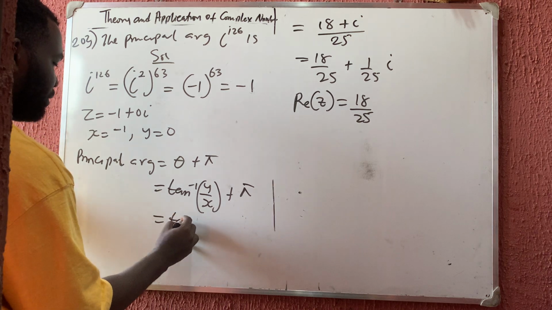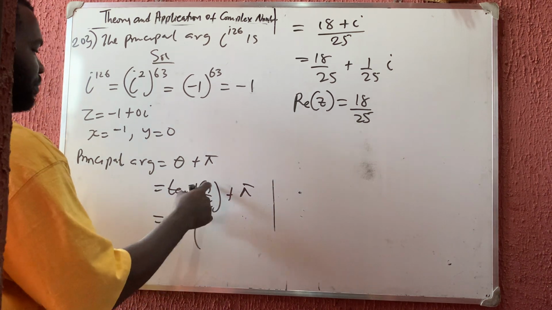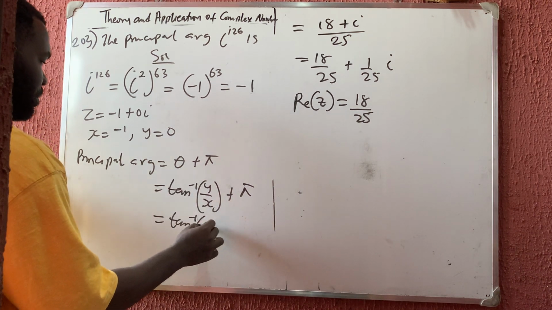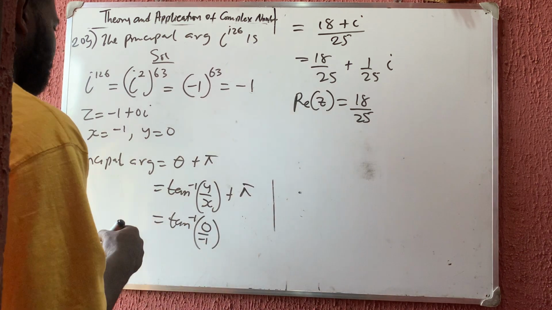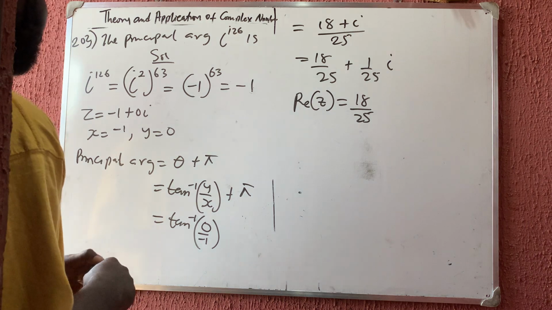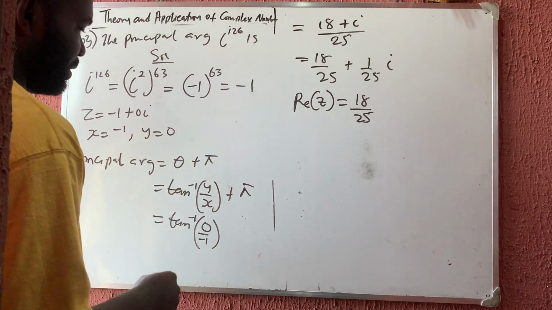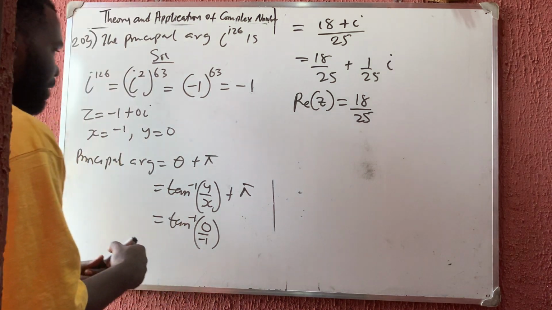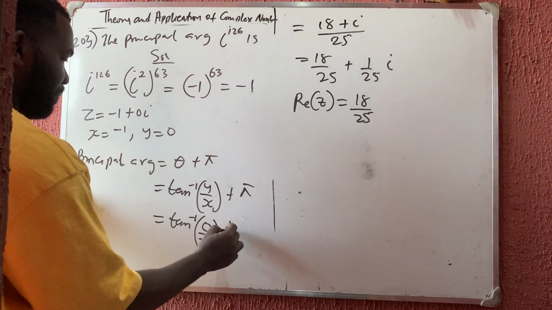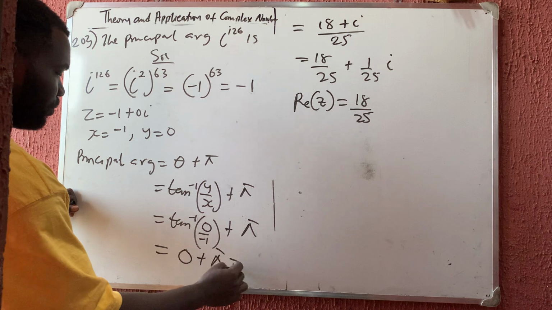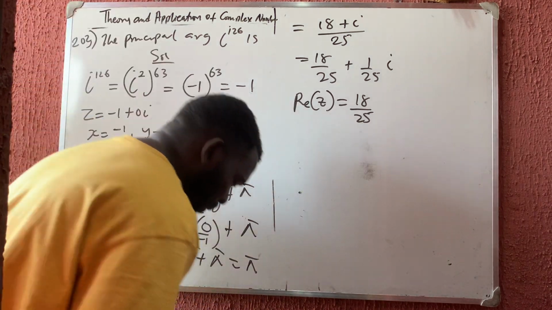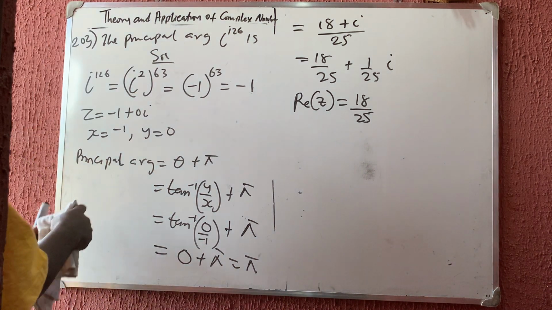So what do I have? The tan inverse of my y, which is 0, and my x is minus 1. So tan inverse of 0 is 0. It means whenever y is 0, the principal argument is simply pi. So let's just finish it. Tan inverse of this is 0 plus pi, which is pi. So whenever y is 0, the principal argument is pi.